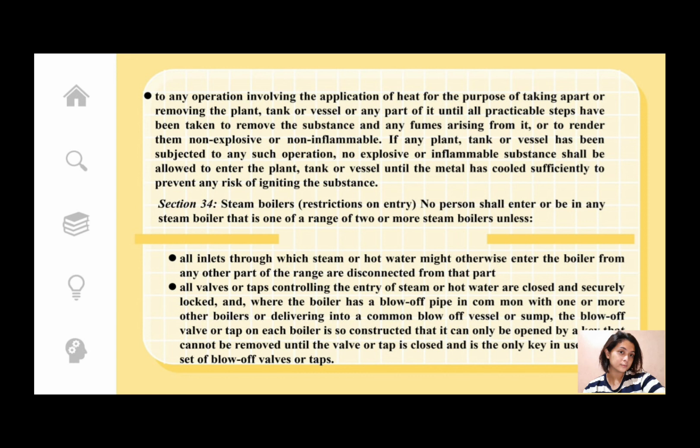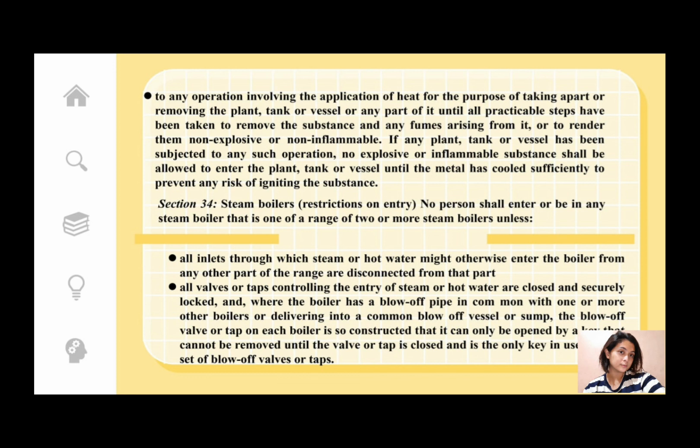So Section 34, Steam Boilers. No person shall enter or be in any steam boiler that is one of a range of two or more steam boilers, unless all inlets through which steam or hot water might otherwise enter the boiler from any other part of the range are disconnected from the part.